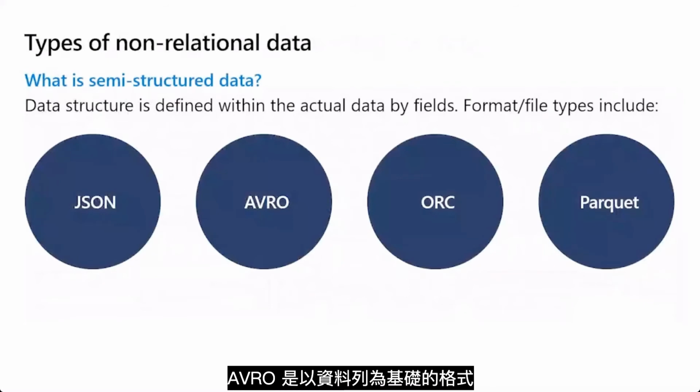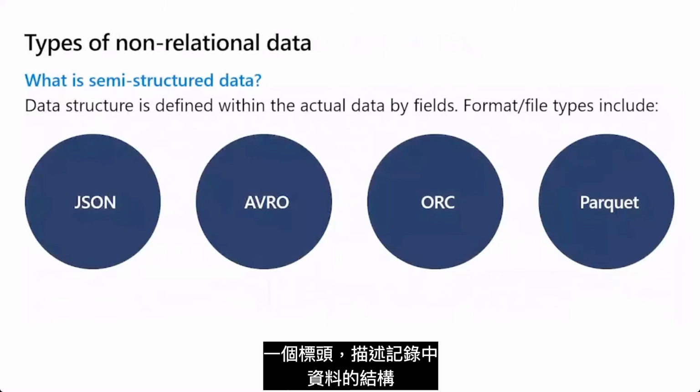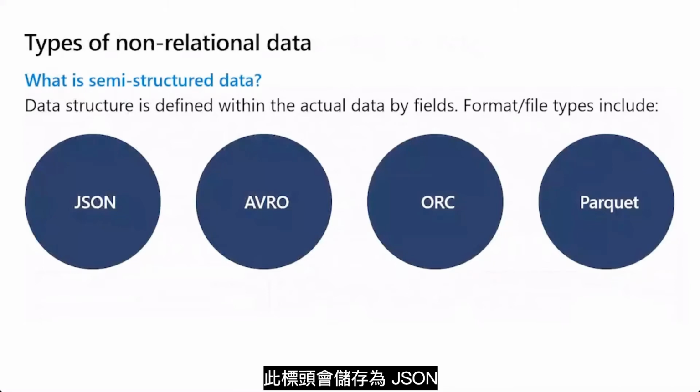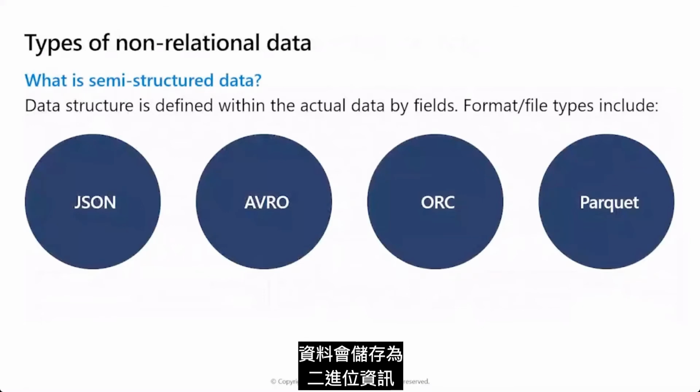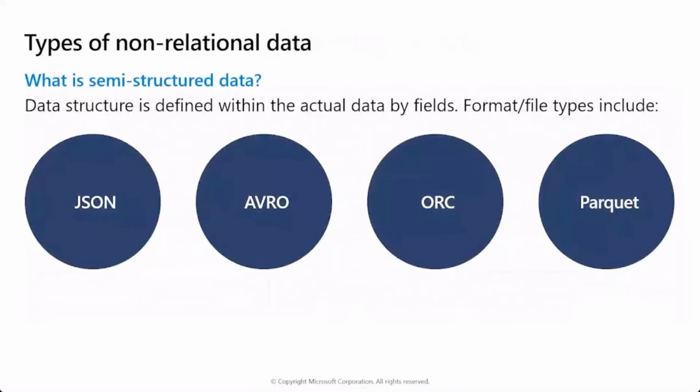Now, Avro is a row-based format. It was actually created by Apache. Each record contains a header that describes the structure of the data in the record. The header is stored as JSON, and the data is stored as binary information. An application will typically use a header to parse the binary data and extract out the fields that it contains. Avro is actually quite a good format for compressing data and minimizing storage and network bandwidth requirements.